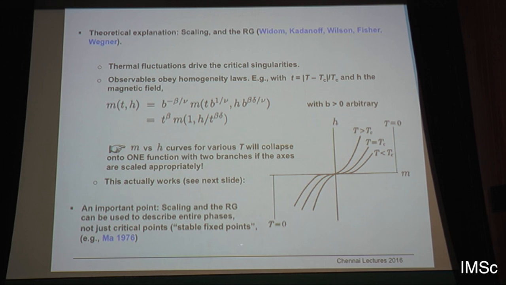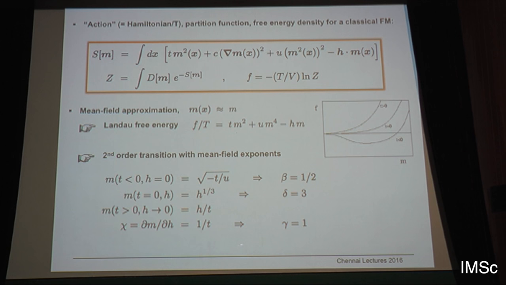Good. So now, how can we theoretically deal with these issues? How do we describe this kind of stuff? It's done by means of field theory. So one looks at what's usually called an action, which is really a Hamiltonian divided by temperature, that's a functional of an appropriate order parameter field. So in our case, if you're interested in magnets, then the order parameter field would be the magnetization. For a thermal phase transition, it is the magnetization as a function of spatial position x.